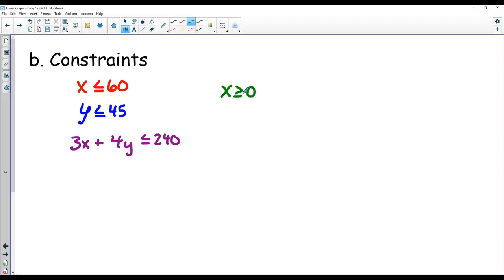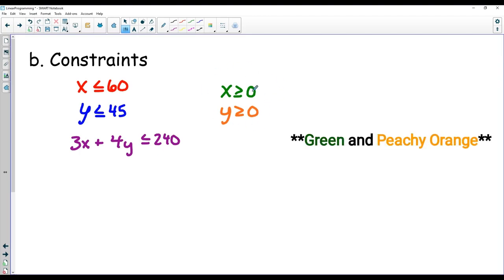So we know that we want more than or equal to 0 hockey skates. And then we also want to be greater than or equal to 0 for the number of figure skates that we have. So again, the red and the peachy orange here are the unspoken inequalities that we have to always assume are present.